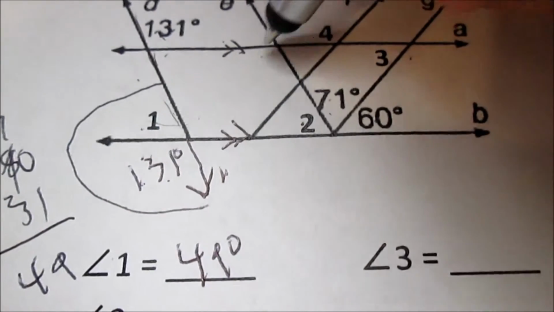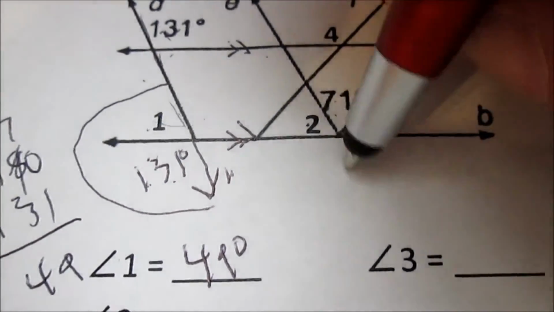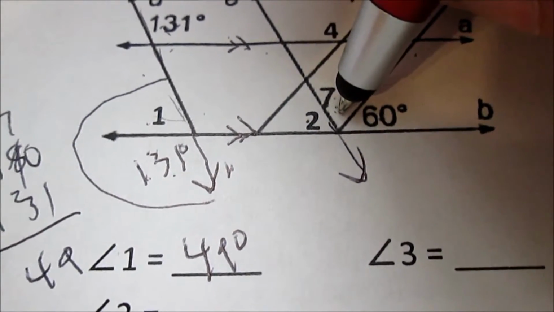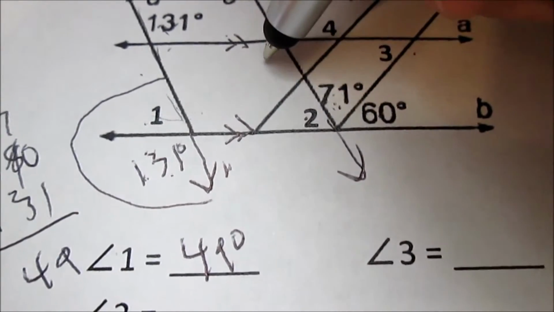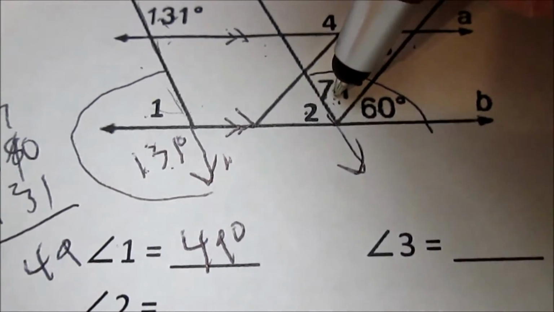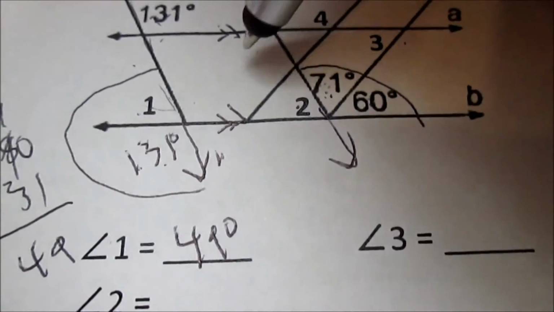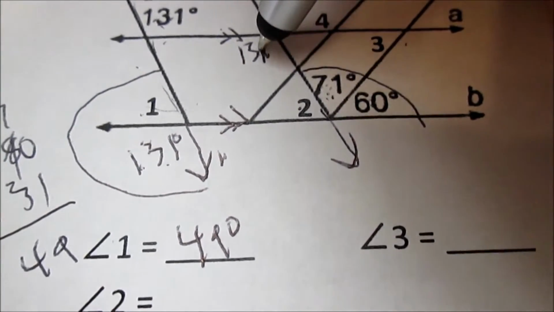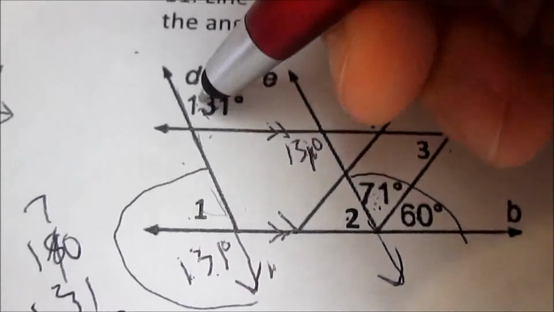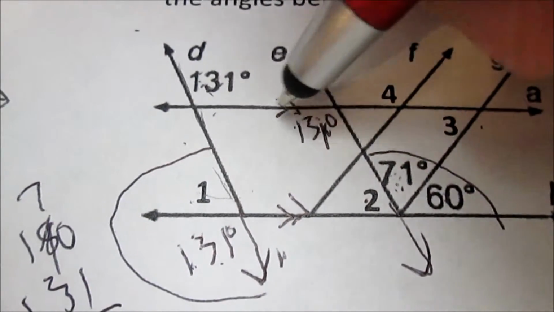this angle here. When two lines are parallel and intersected by a transversal, alternating interior angles will be congruent. So this angle here will be congruent with this angle here. Now the thing is, this angle here is not just 71, it's 71 and 60. So 71 plus 60 is 131. So here is 131 degrees. Well, look at that. Notice how these are the same. Alternating interior angles.